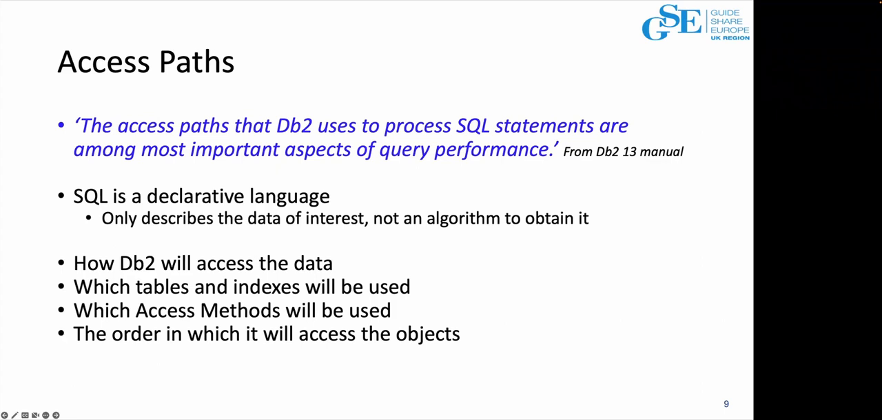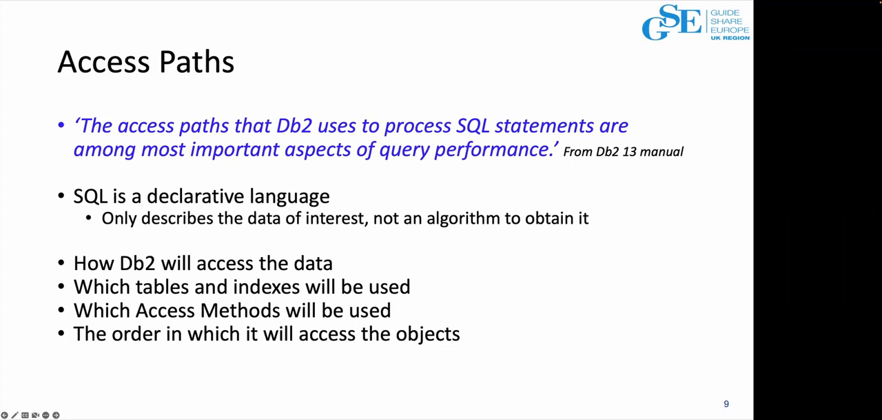Okay, so finally, what is an access path? I've taken this quote from the DB2 13 manual, but I'm pretty sure it's in all of the manuals for the last few years or even decades. It says, the access paths that DB2 uses to process SQL statements are among the most important aspects of query performance. Okay, so we know that these access paths are important, but why?